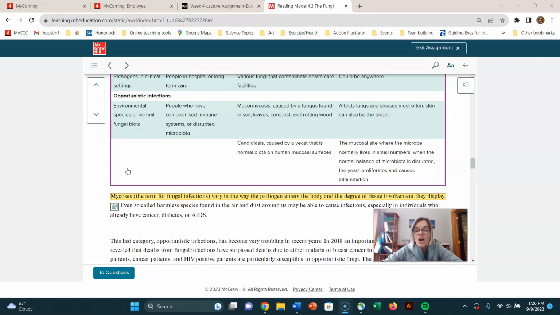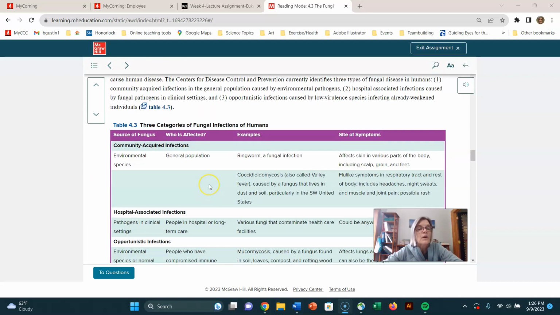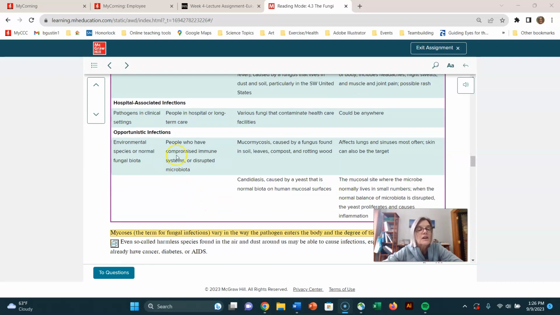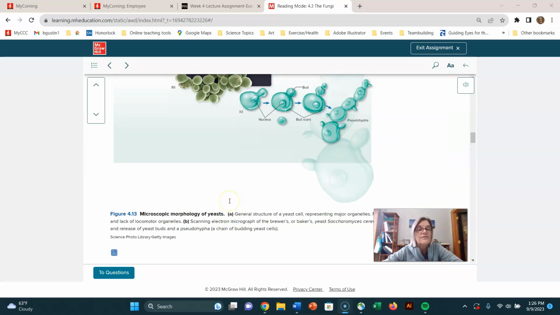Just to talk a little bit more about mycoses, which are the fungal infections. Your book goes into different ways that humans can acquire mycoses. I wanted to talk about this concept of opportunistic infection. Turns out that there's lots of different kinds of fungi.